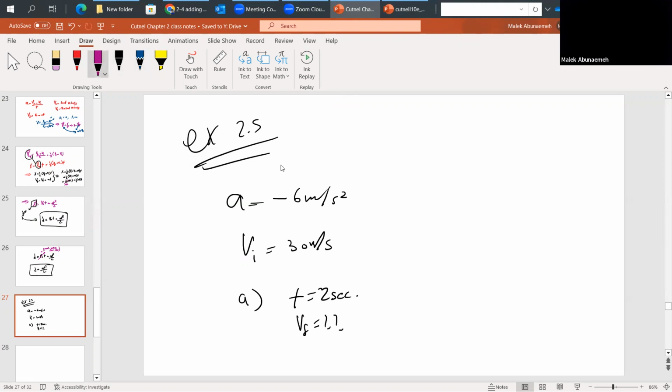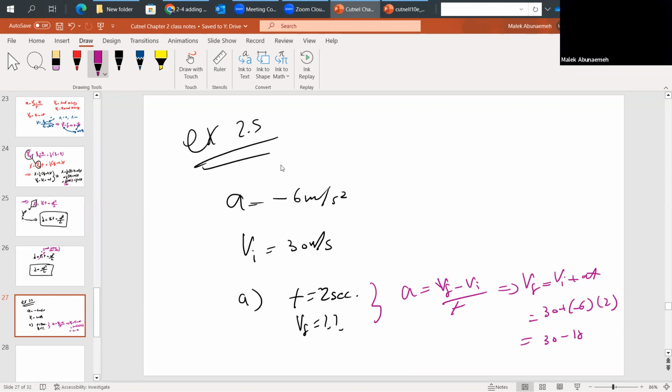Now we have an acceleration, so we use A equals VF minus VI over T. We're looking for VF, your final velocity, which is VI plus A times T. That equals our VI, 30, plus minus 6 for the acceleration, times 2 for the time. So we get 30 minus 12, which is 18 meters per second.